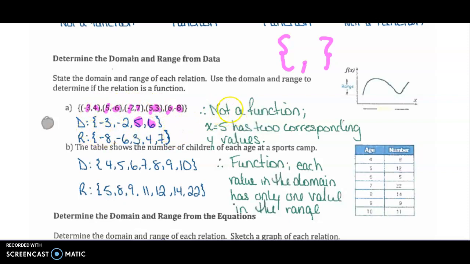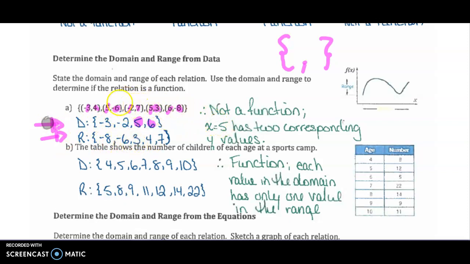And here we ask ourselves, is this a function? Well, this is nice to look at because what you have here is if your domain is smaller than your range, then that means you have to repeat an x value to get a y value, okay? And so this is not a function.